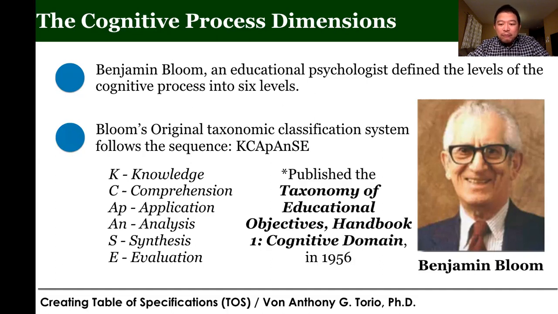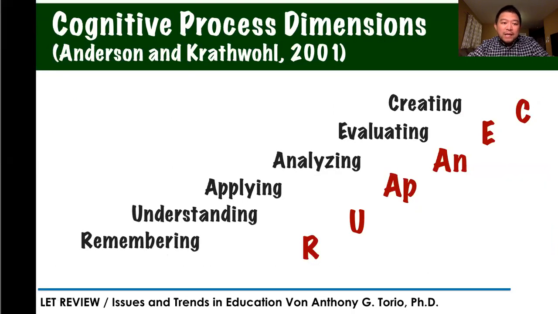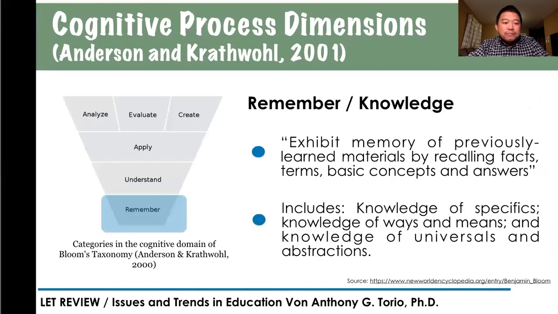The idea of Benjamin Bloom was actually published in 1956 in a book entitled Taxonomy of Educational Objectives, Handbook 1, Cognitive Domain. In 2001, the idea was revised by Anderson and Krathwohl. From the original KCAASE, it now became RUAAEC, with R representing remembering, U is for understanding, A for applying, A for analyzing, E for evaluating, and C for creating.